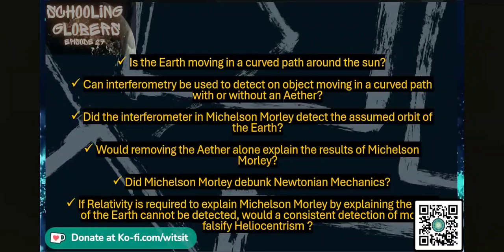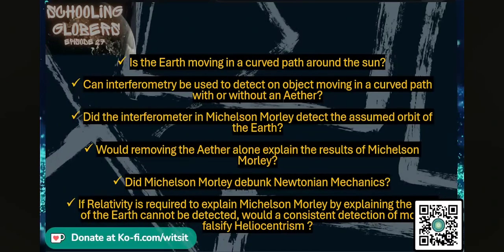Yeah, exactly. So it says, can interferometry be used to detect an object moving in a curved path with or without an ether? So it's giving you a specific example of an object that is moving in a curved path. So to say, well, it can also detect something that's not, that's just literally not relevant. It's just sophistry. I don't need your input.